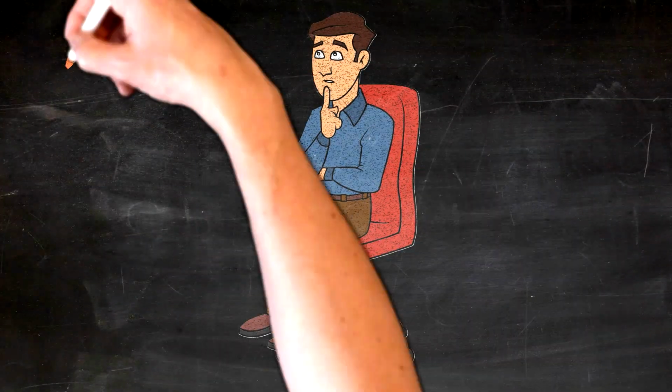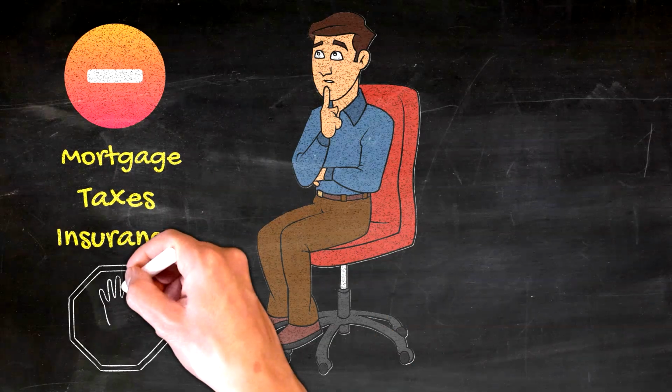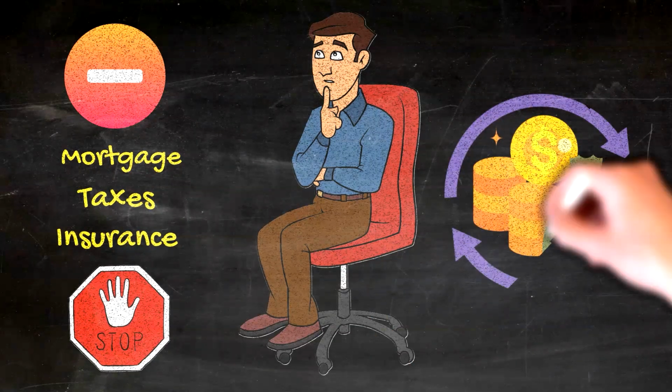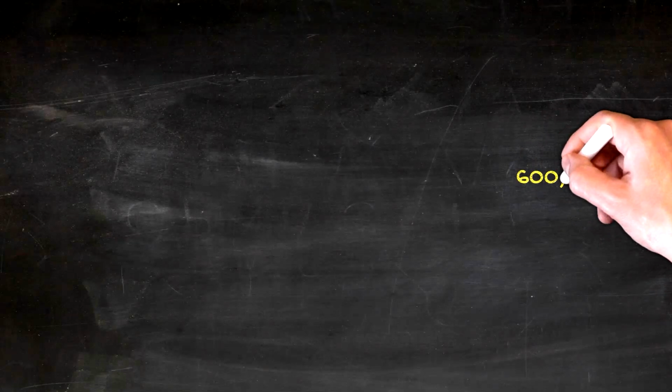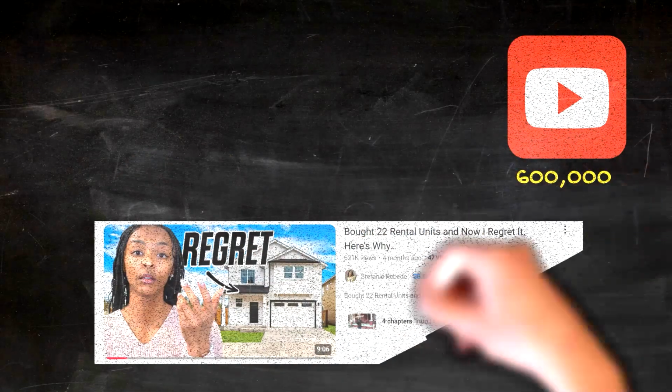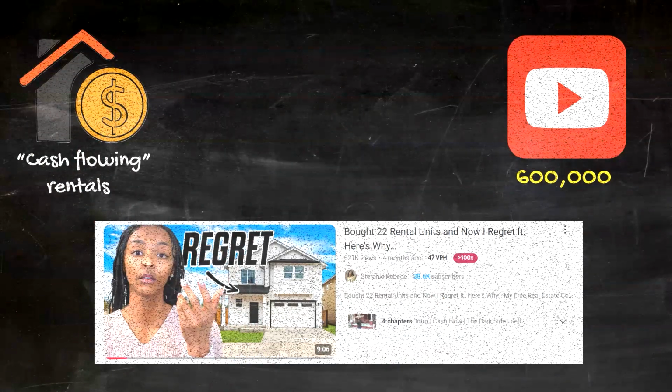Straightforward, right? But here's where most people mess up. They subtract the mortgage, the taxes, and the insurance, and then they stop. And they say, that's my cash flow. Really? Yeah, some of them even manage to rack up over 600,000 views on YouTube talking about how they regret buying so many so-called cash flowing rentals. But that's for another video.